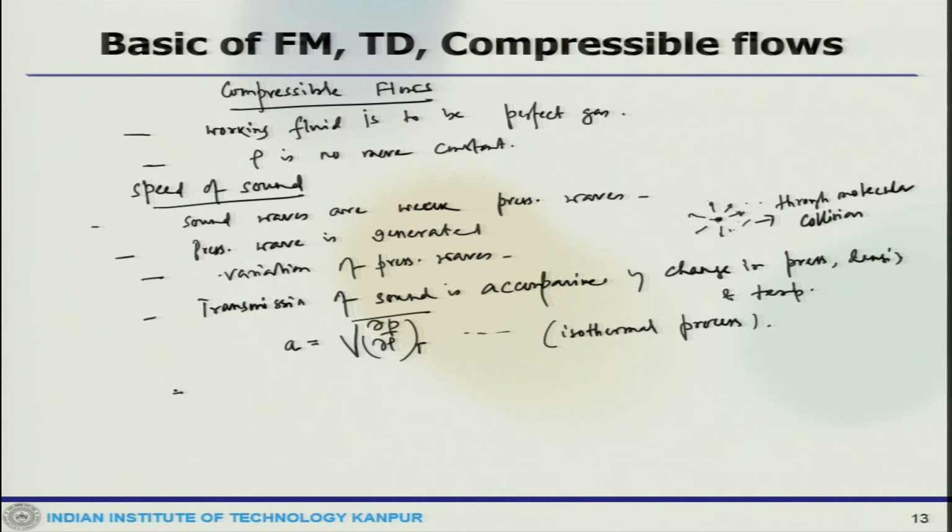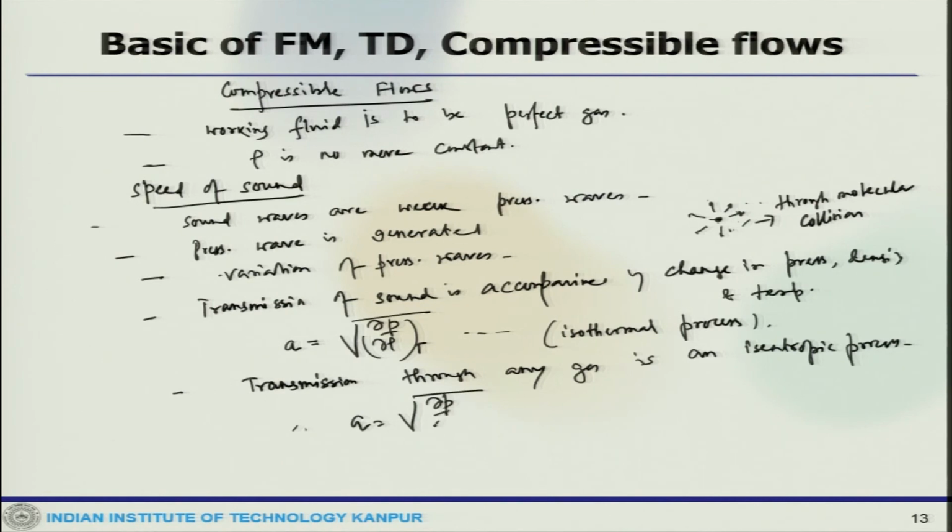but later on it was found that the transmission of sound waves through air or any gas is an isentropic process, which means the definition would be del P by del rho at constant entropy. This is the definition which was given later on. Since it is an isentropic process, we can see how one can estimate the speed of sound from here. So, we will stop the discussion here and continue in the next lecture.